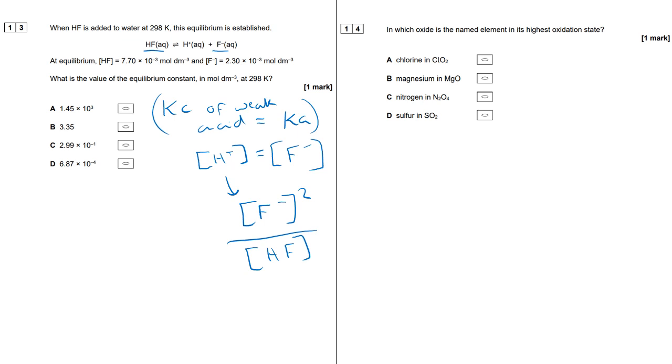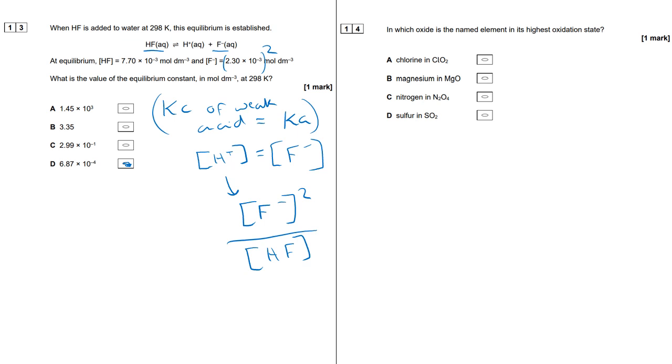Plug the numbers into your calculator, so the values at the top of the screen or the page. 2.3 times 10 to the minus 3 squared divided by 7.7 times 10 to the minus 3. That comes out on your calculator as something like 6.86 times 10 to the minus 4. So rounded would give us answer D.